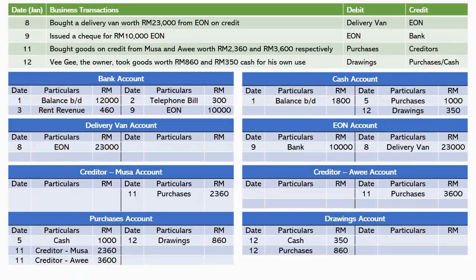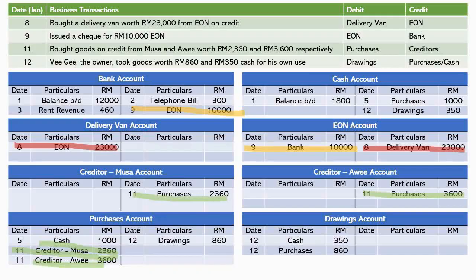Right. Next is bought a delivery van worth 23,000. So saya debitkan delivery van, saya kreditkan akaun Ion. Okay. Lepas tu saya bayar hutang kepada Ion, saya debitkan Ion, saya kreditkan bank. Okay, kemudian saya debit purchases. Ni Musa dulu ya, Musa. Okay, kemudian saya kreditkan akaun Musa. Kemudian Awi, saya kreditkan akaun Awi.